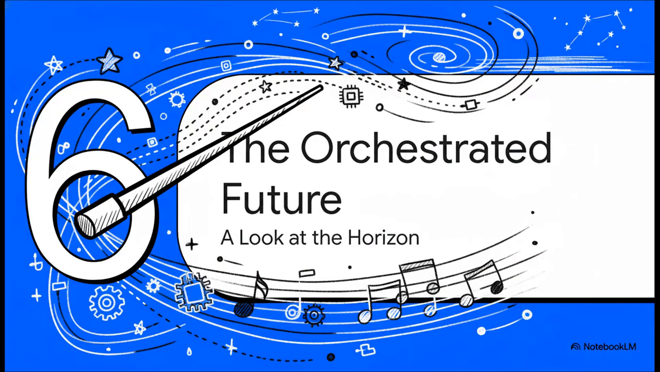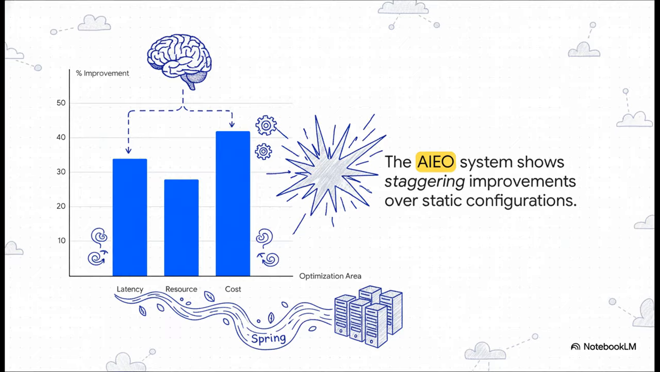All right, let's zoom back out for a second. We've seen how Spring helps us tame Kafka's complexity today. But where is all this technology headed? Well, if we go back to that research paper from the beginning, it seems the future is going to be intelligently orchestrated. The paper talks about a system they call AI-enhanced event orchestration, or AIEO.